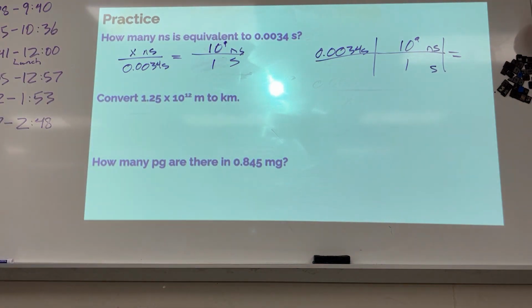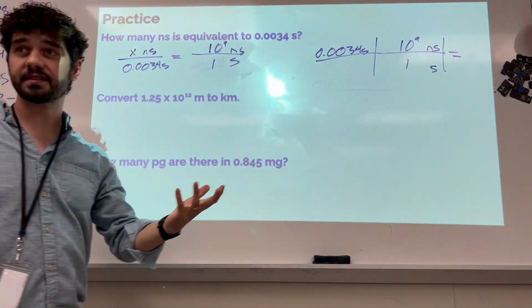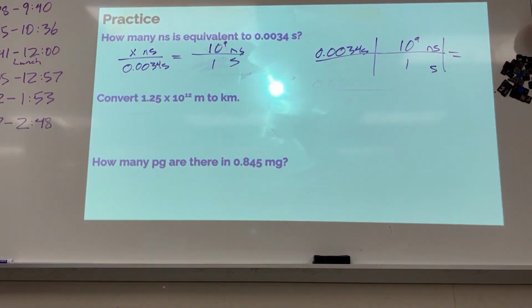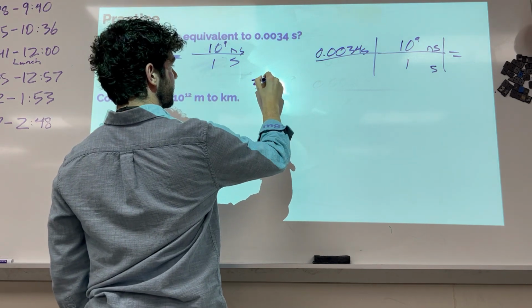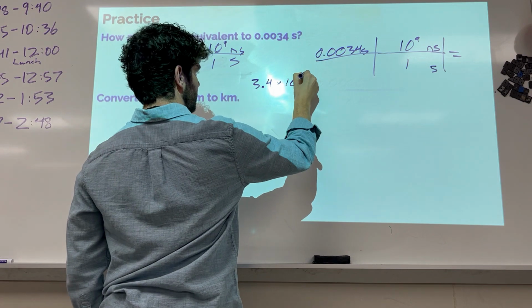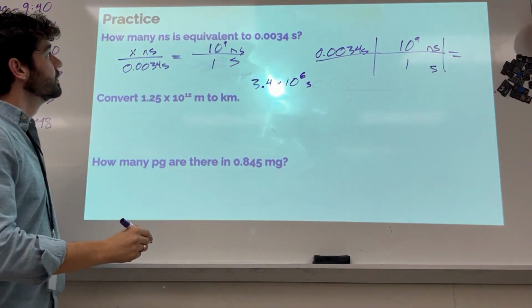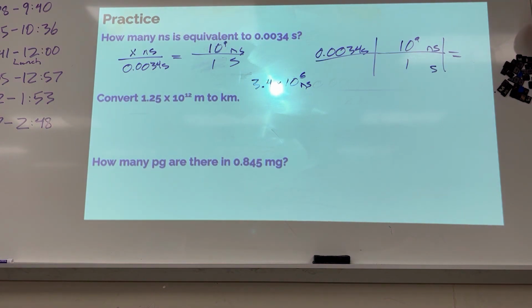I mean, it would work out the same. The math would work the same. So I can solve this proportion, or I can multiply by that, divided by that, and you should get the same answer. Yes? So what's my answer? 3,400,000, 10 to the 6, nanoseconds. Cool.